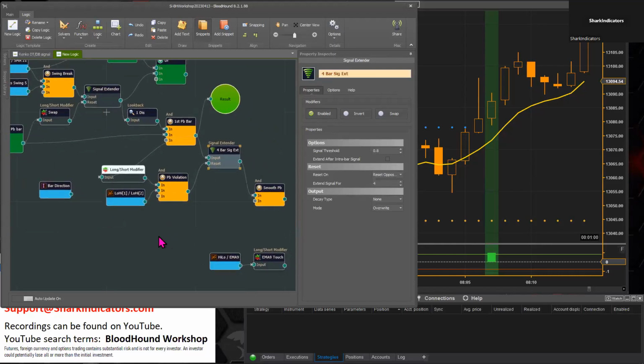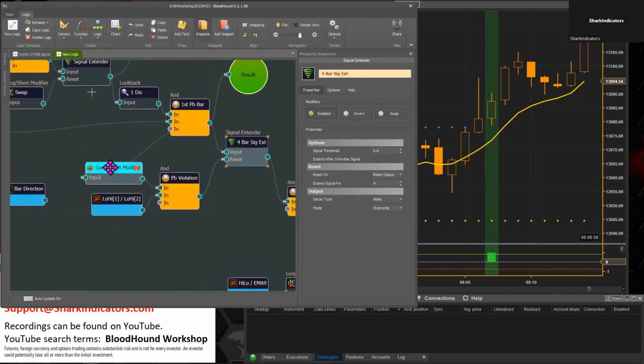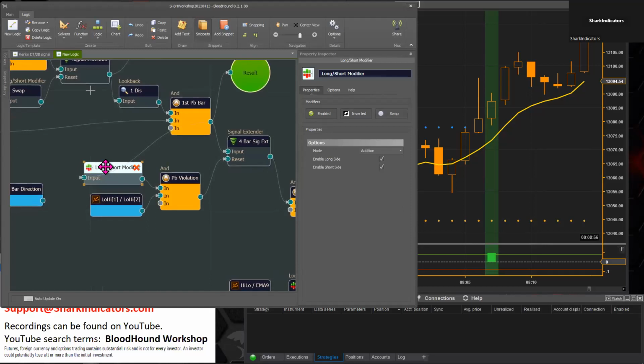And if you recall this long short modifier, let's actually look, this is using the addition mode. Yeah, so with this one I actually inverted it, which is a more sophisticated way of swapping everything, to reset the signal extender.